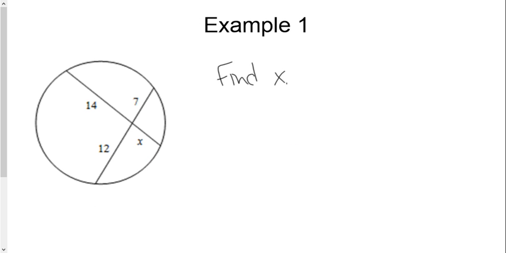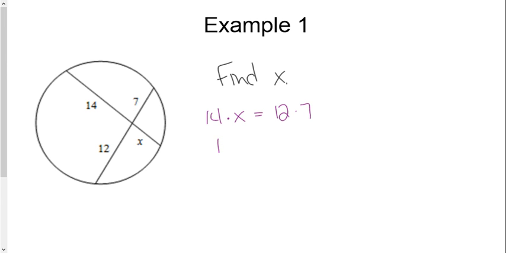So let's see an example of this. Here we are given two chords inside the circle, and I want to find x. Let's start with this first chord. Doesn't matter which one you start with, I just chose this one. I have 14 and x, sorry. I have 14 times x is equal to the other two parts, which is 12 times 7.